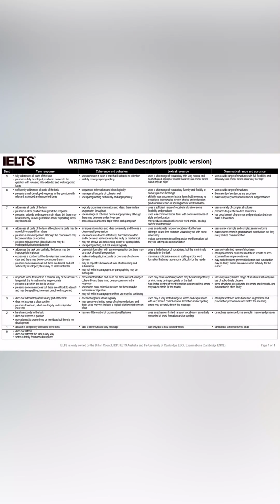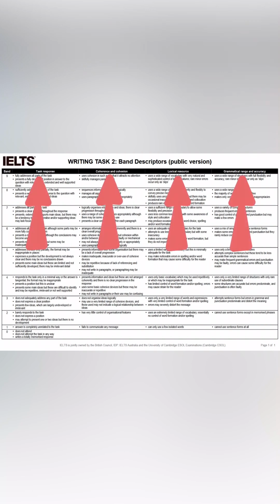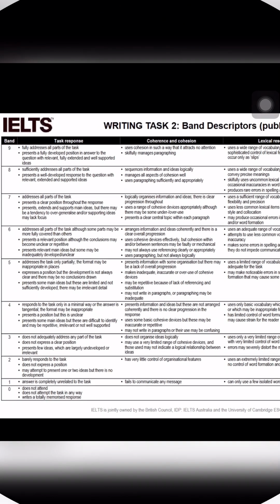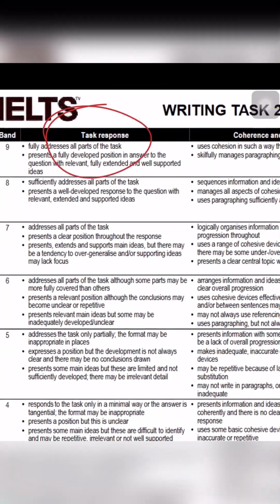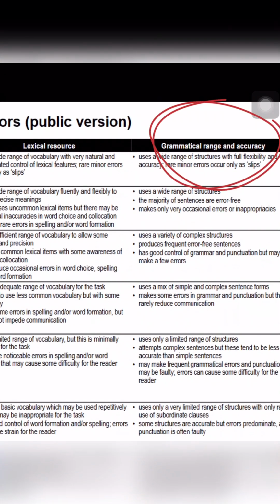IELTS has made it quite clear through its public band descriptors the areas you need to work on in order to improve your score. The four parameters, namely task response, coherence and cohesion, lexical resource, and grammatical range and accuracy, they all play a crucial role in getting you your desired score.